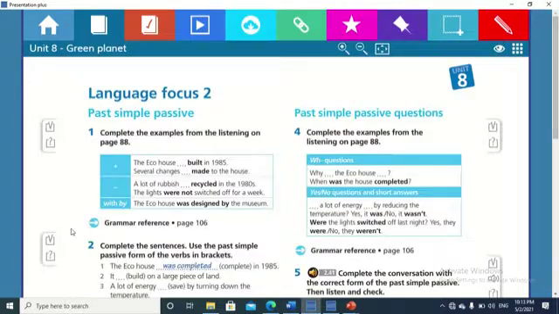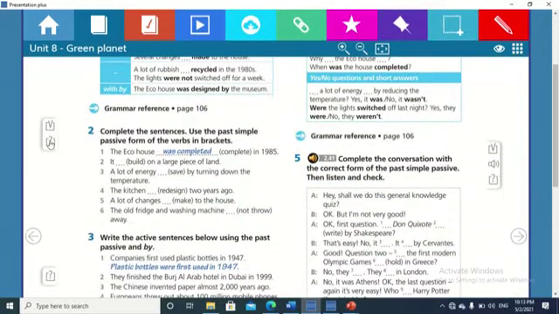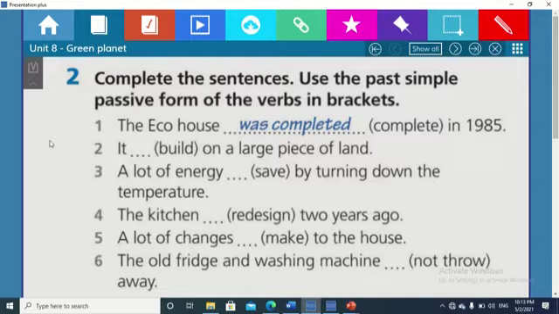Okay, what about 2? Now stop here, please. Try to change the verbs into passive. So all you need to do is change from verb to verb to be in the past, which is was, were, and past participle. Of course, you should recognize the indications of the past tense. So the Eco House was completed. This is in 1985. Of course, we don't know who is the performer, who is the doer of the action.